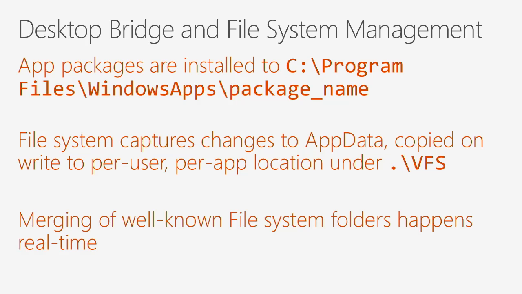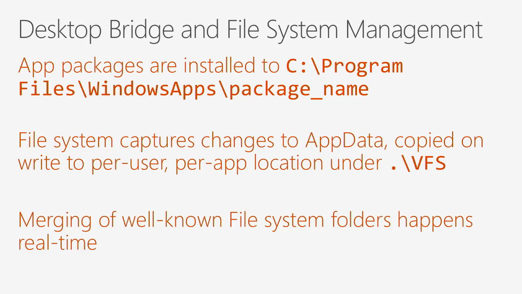The first one is file system management. With the desktop bridge, all of your app packages are going to be installed to your default Program Files, WindowsApps, and then your package name. And the reason for that is because we virtualize or create a snapshot of your registry, because we're not going to talk directly to the main registry. We're going to create a virtual environment for your application.